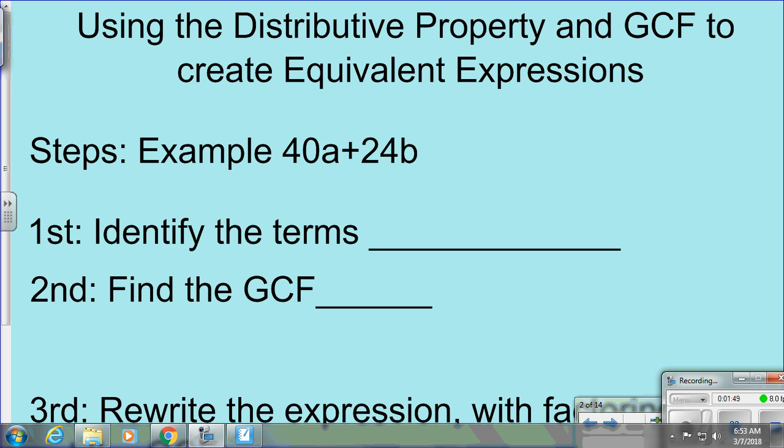Today we're going to apply the distributive property and greatest common factor to create equivalent expressions. You will be given two numbers with either an addition or subtraction sign with them. And the first thing we're going to do is identify the terms. The terms are 40A and 24B. They are the two things that are making up the problem. Second thing I will do is to find the GCF. Now this is something that takes us back to the first unit of the year, and we used Venn diagrams to find the greatest common factor. And so I'm going to refresh your memory on how to do that.